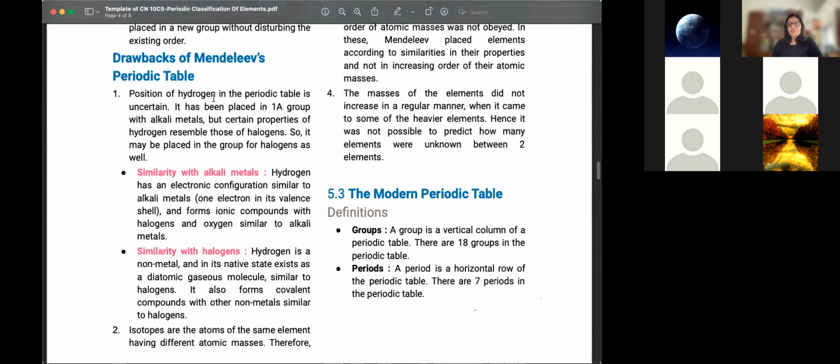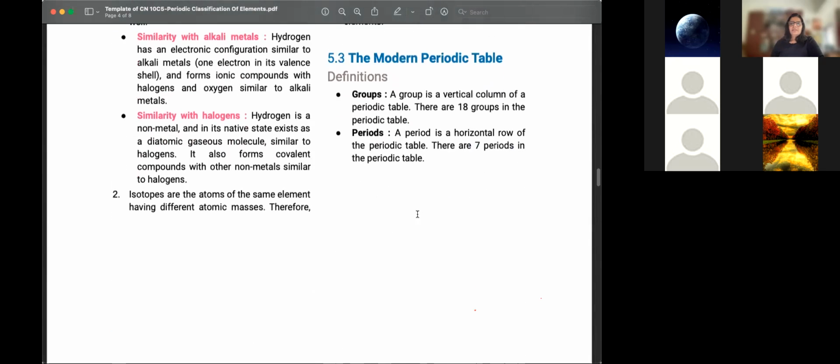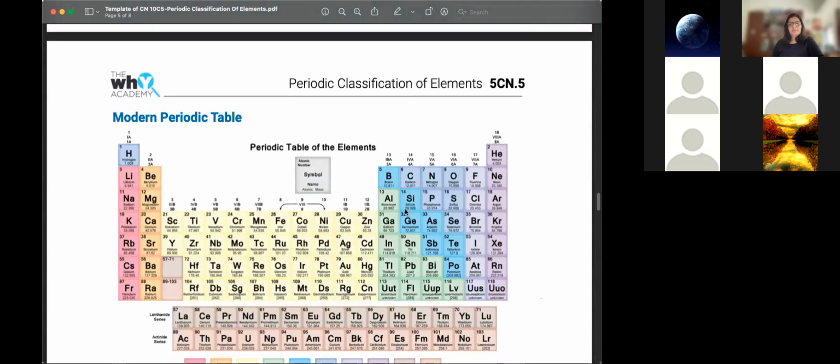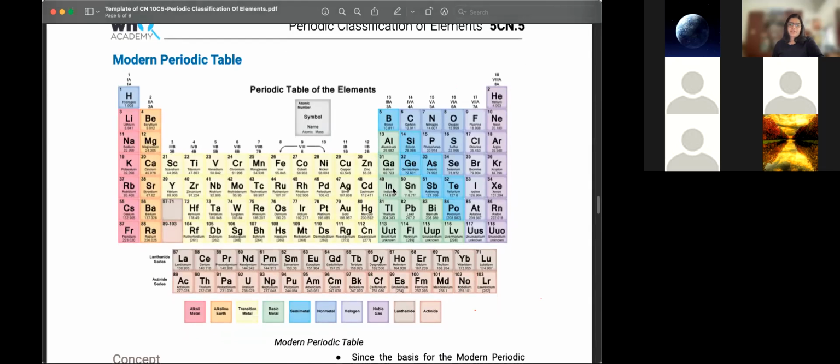So except for the position of hydrogen, all of these get sorted in the modern periodic table purely because this uses atomic number instead of atomic mass. Okay. So now we'll get to the meat of the chapter, the actual periodic table.